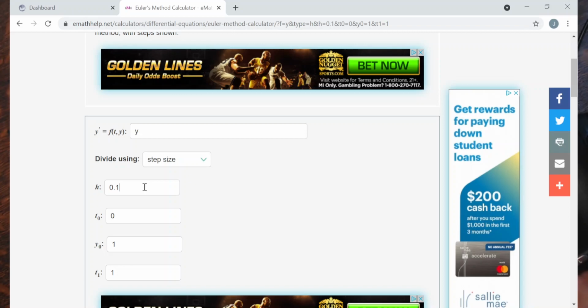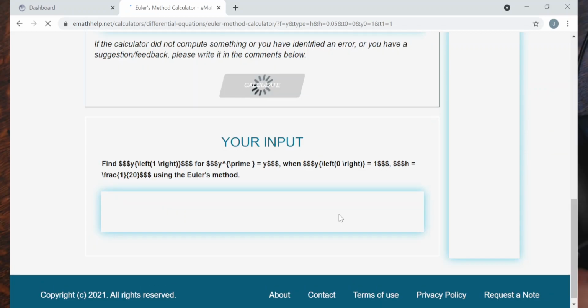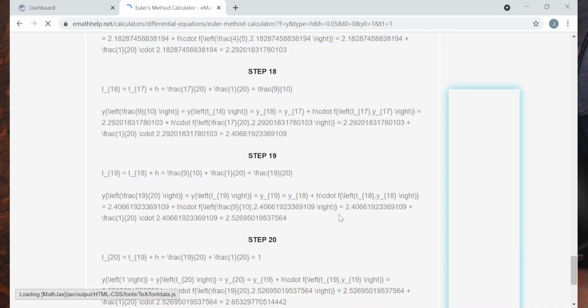it'll increase it to 20 steps. Step 1. All right. So let's see if it works out. So when h equals 0.05, the value of y at 1 is approximately 2.6533 if I round to 4 decimal places.